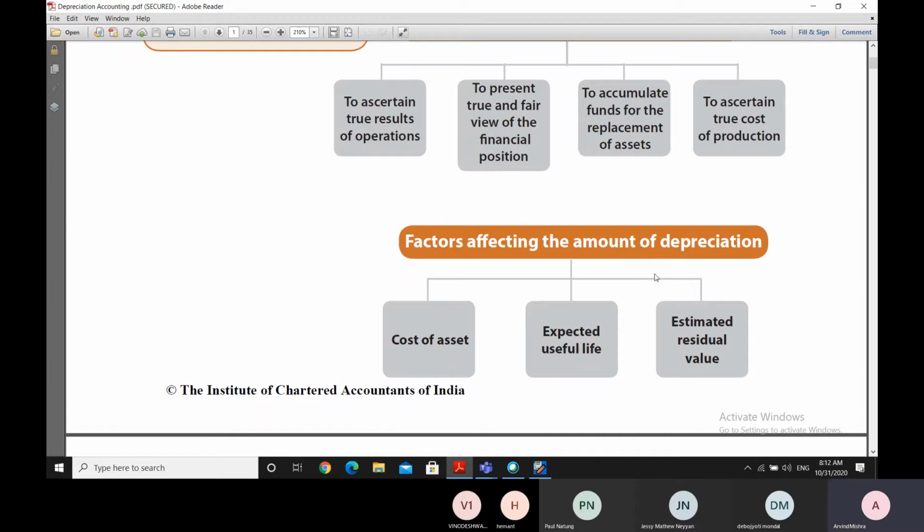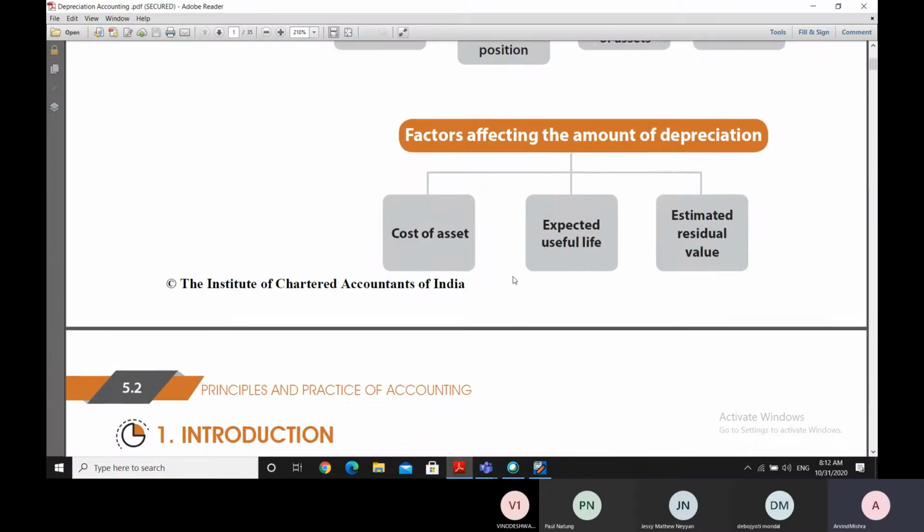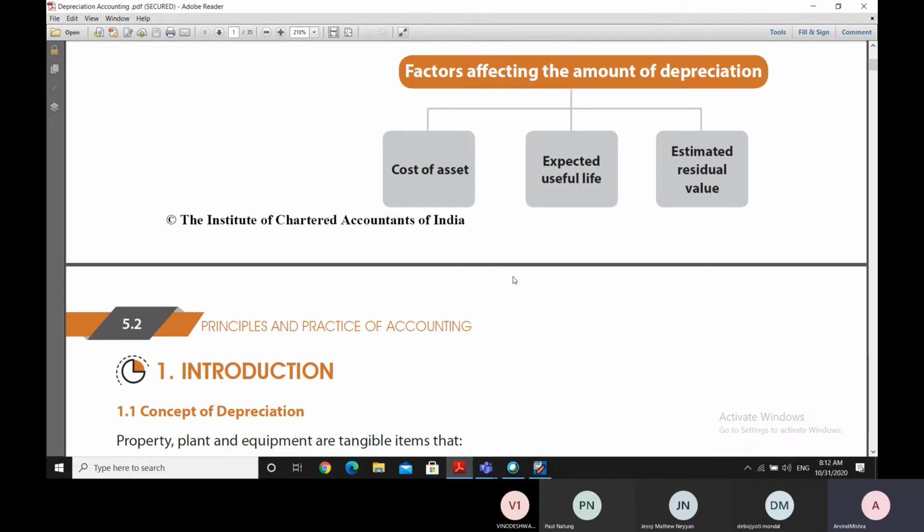Depreciation is also affected by our expectation or estimate of the useful life of that particular asset in the given prevailing circumstances. And of course, another aspect which affects the depreciation amount that we are going to allow in our accounts is the estimate of a residual value. Once the asset has completed its life, what is the residual value? What is the remaining value which it can fetch in the market by selling it?